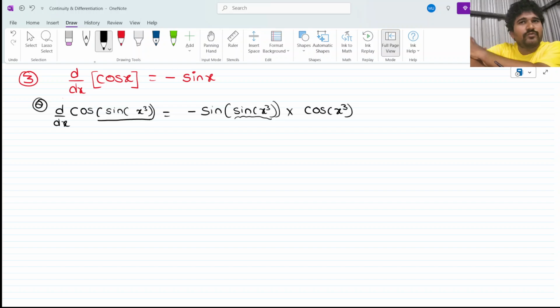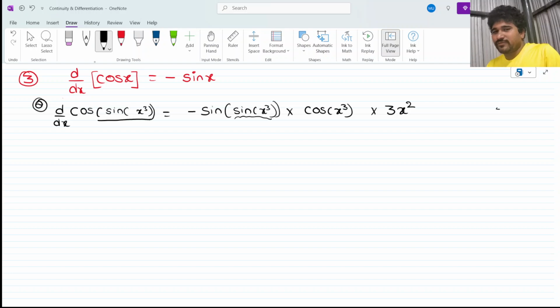Yes or no? First you have to tackle the sine. What is the differentiation of sine? Cos of something. Who is that something? X cube, into that x cube's differentiation. Is that clear for everybody? What will it become? 3x square. X cube differentiation is what? 3x square. Clear?